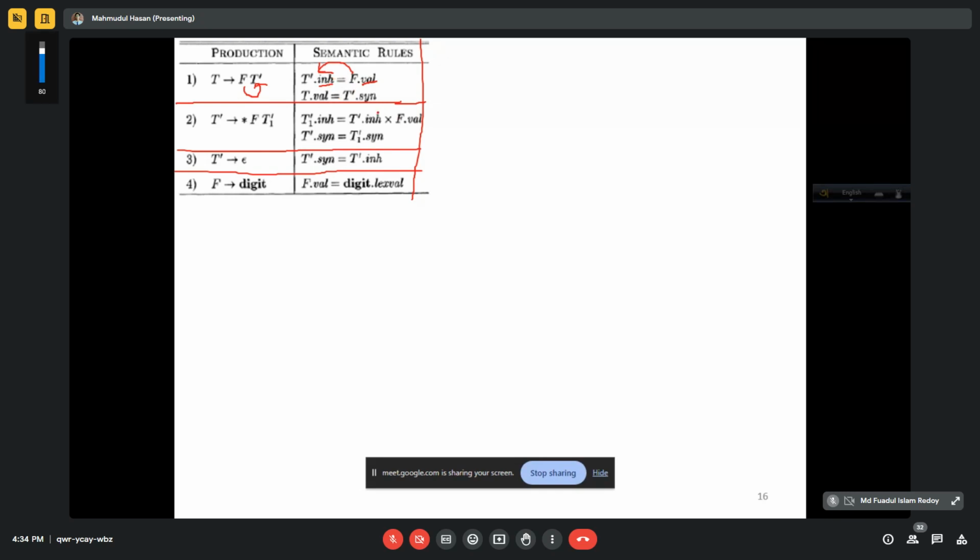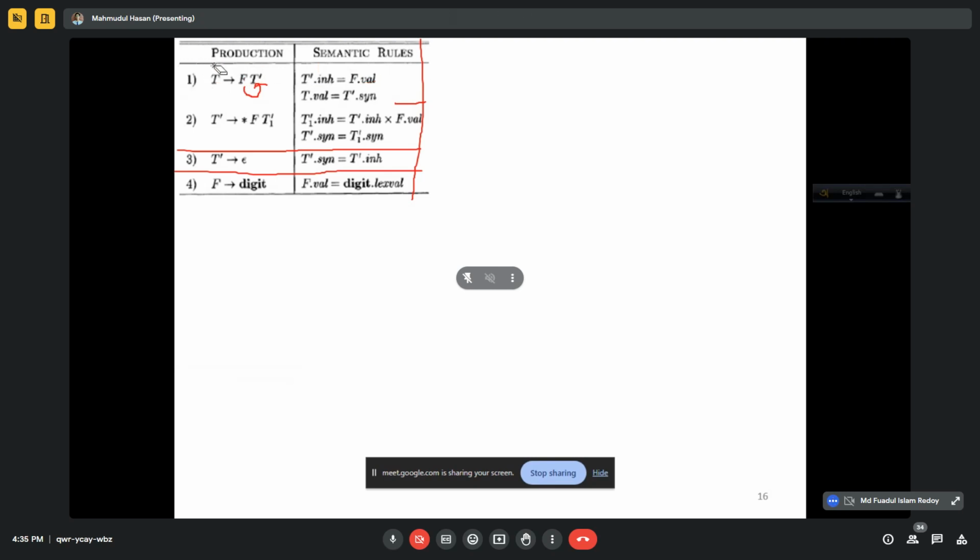So look at the second one. What is the second one? T dash synthesized. T dash means this one goes to T value. That means T value is synthesized because it comes from the children. Got it, everyone?